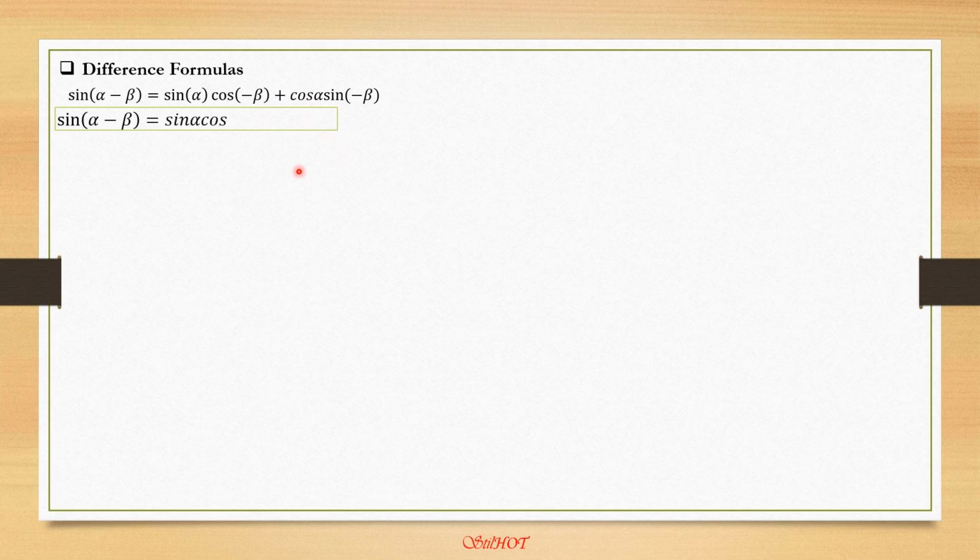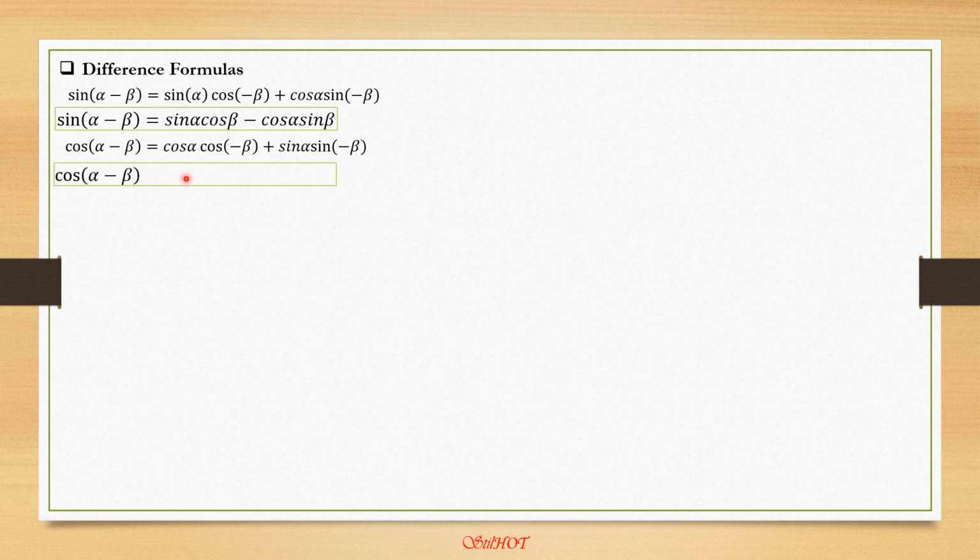So sine cosine minus cosine, it's the same. Sine cosine plus cosine if that's plus. Then cosine of alpha minus beta is cosine of alpha cosine of negative beta, plus sine of alpha sine of negative beta. So again, cosine of negative beta is just cosine beta, and sine of negative beta is negative sine beta. So cosine of alpha minus beta is cosine alpha cosine beta plus sine alpha sine beta.